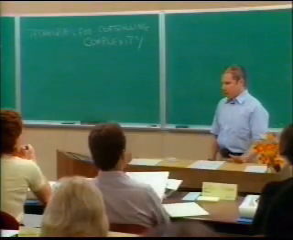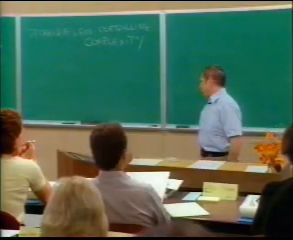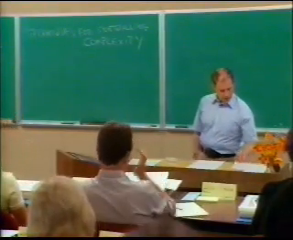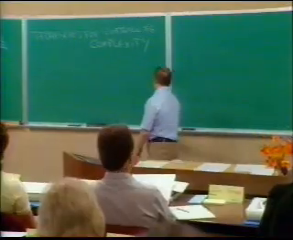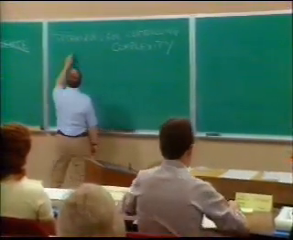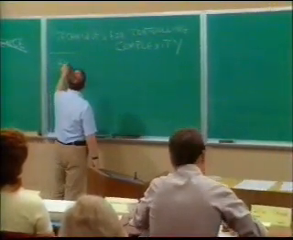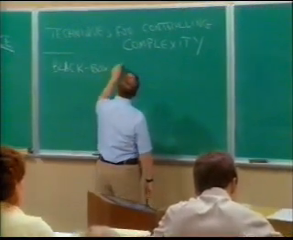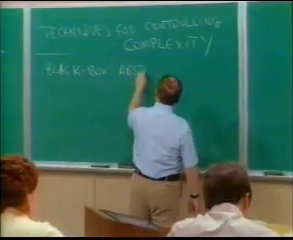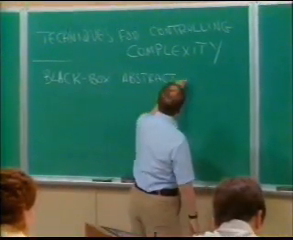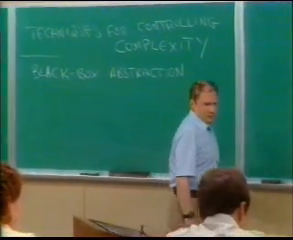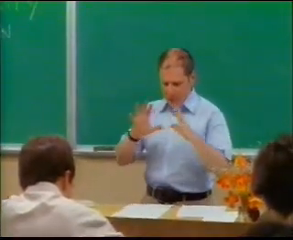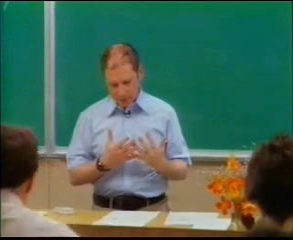Okay, well, what are some of these techniques? They're not special to computer science. The first technique, which is used in all of engineering, is a kind of abstraction called black box abstraction. Take something and build a box around it.